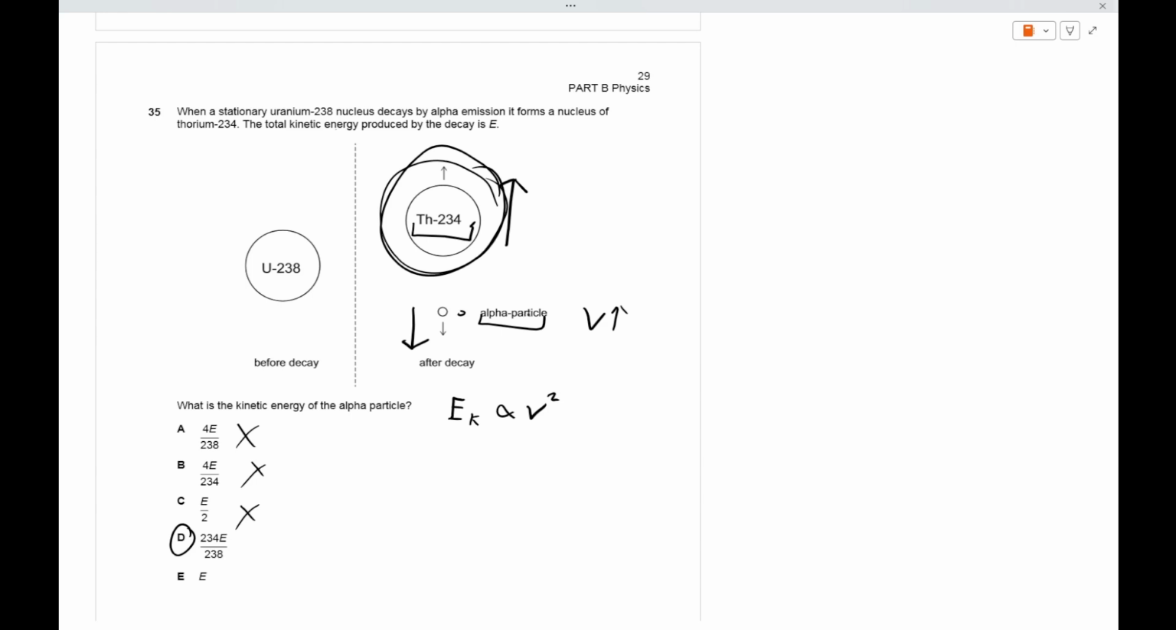This can be done by calculating. For example, you would know that if we call this V, then the velocity of the alpha particle is actually going to be 234 divided by 4V. Then you can calculate the kinetic energies from these and compare it to E. But we don't have to do all of that. That's a waste of time. We can talk about it qualitatively and realize that the only possible answer is D. And that's what you should do in the exam, is save time. So the less you write and the fewer calculations you do, the better.